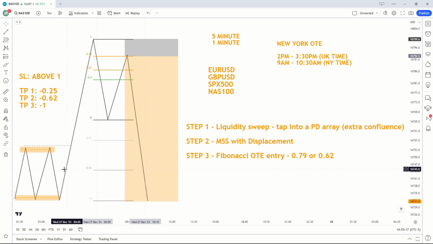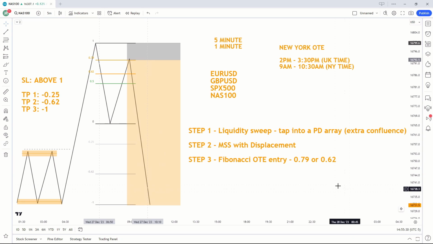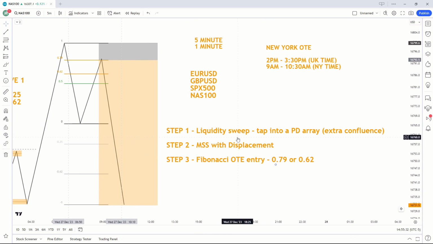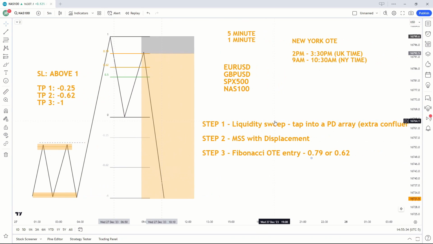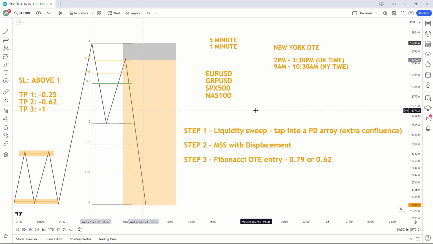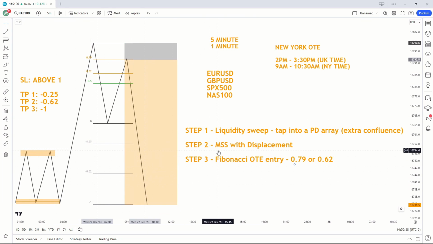Now guys, just a quick rule of thumb: if we take liquidity to the upside, we are looking for sells. If we take liquidity to the downside, we are looking for buys. So we've taken liquidity to the upside, so now we can confirm our bias that we are looking for sells. So now I'm going to wait for a market structure shift with displacement. Once I've found my liquidity sweep on the 5-minute time frame, I can drop to the 1 minute to now look for my market structure shift with displacement.